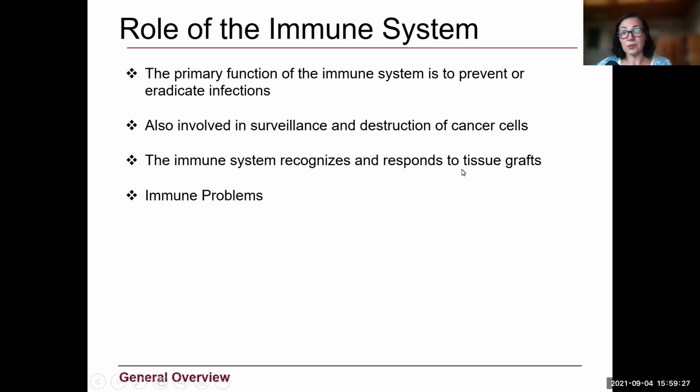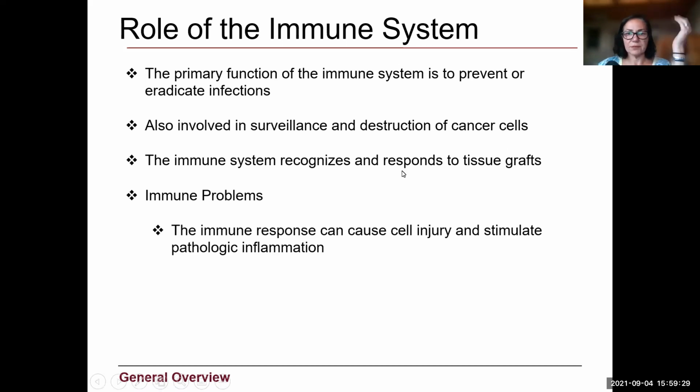Some of the things that can go wrong with the immune system, you've heard of them before. It can cause cell injury. It can stimulate... Oh, remember we talked about how the inflammatory side of things can stimulate the immune side of things. Well, it can go the other way, and unfortunately, it can go wrong sometimes, and you get a pathologic inflammation.